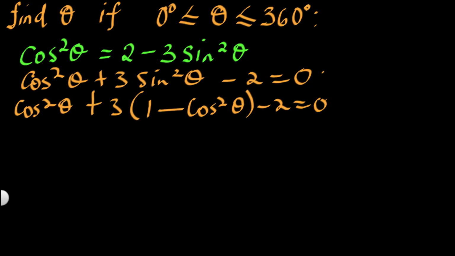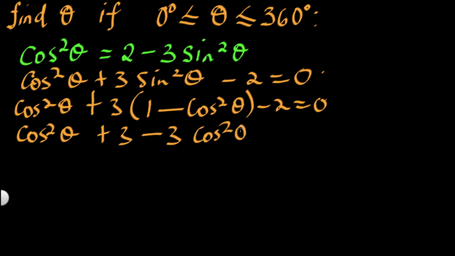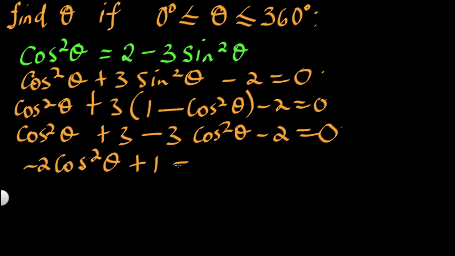I'm just going to simplify this function. So we have here cos squared theta plus 3 minus 3 cos squared theta minus 2 equals 0. I'm going to rearrange the function. Then cos squared theta minus 3 cos squared theta, you get minus 2 cos squared theta. Then we have 3 minus 2, which is plus 1, equals 0.